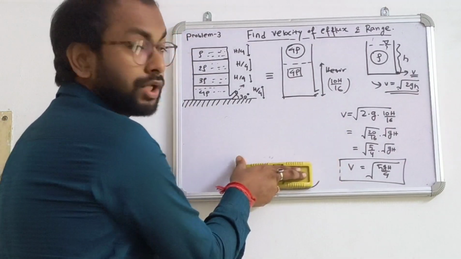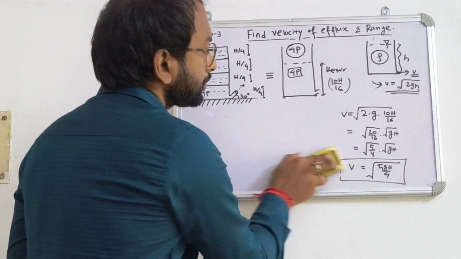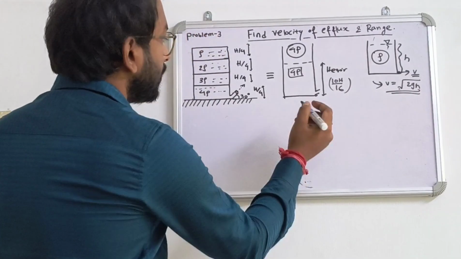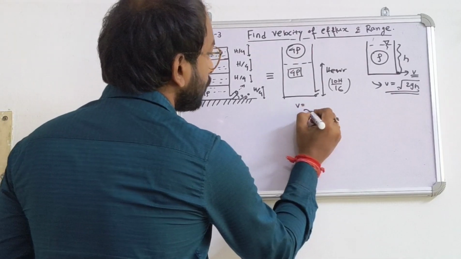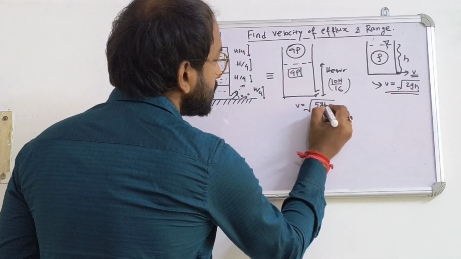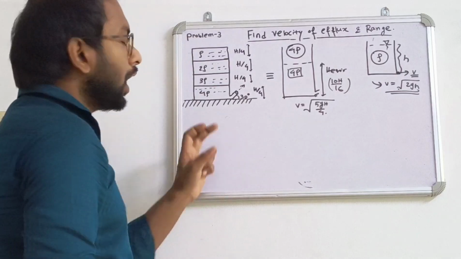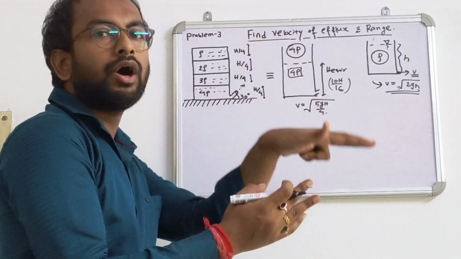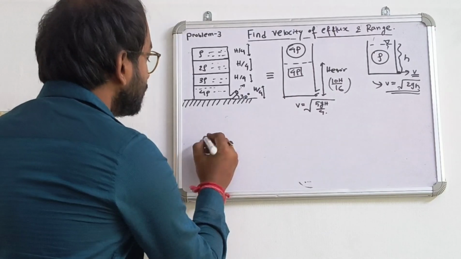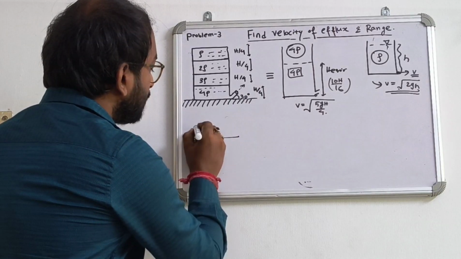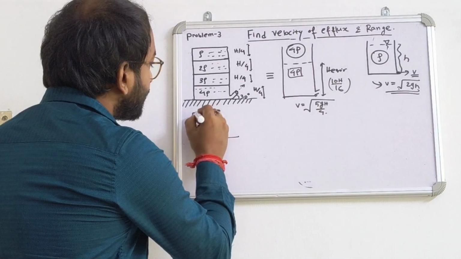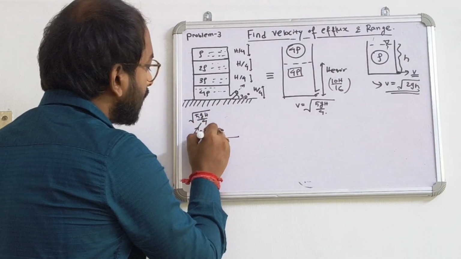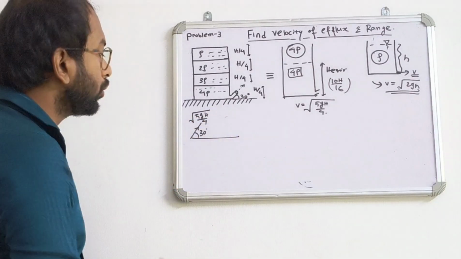Now if we have understood this concept of efflux velocity, then we'll go to the next part of the problem, that is to find out the range of the efflux. Velocity we have found out, that is root over of 5gh by 4. Now this hole or orifice is kept at an angle of 30 degrees with the horizontal. So we can assume that a projectile is being projected with the velocity root over of 5gh by 4, making an angle of 30 degrees with the horizontal, then what will be the range?